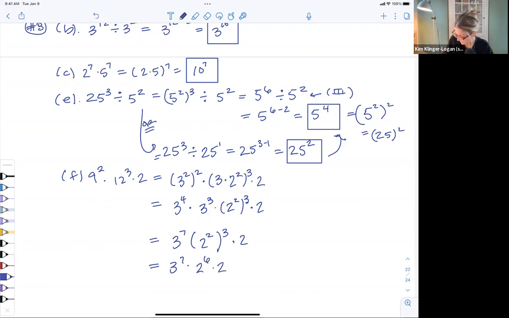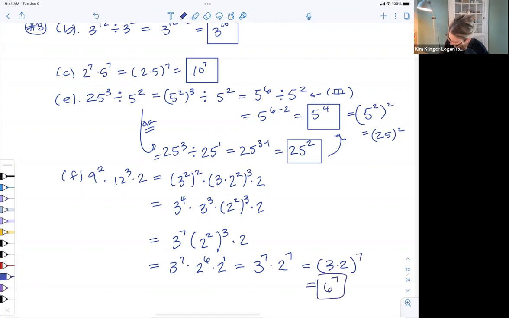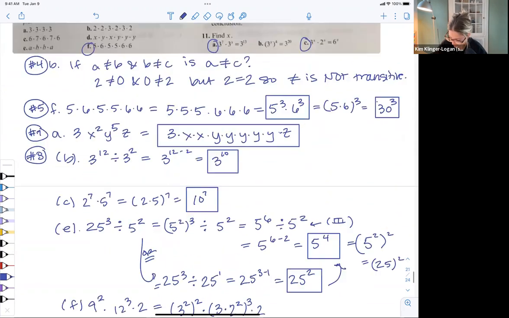Great. Okay, so again, there's an invisible 1 sitting up here with this 2. So this is 3 to the 7th times 2 to the 7th. And last but not least, I have the same exponent up here. So if I want to, I might want to combine these bases to be 3 times 2 to the 7th, or 6 to the 7th. Great. Okay, so that finishes off that example.